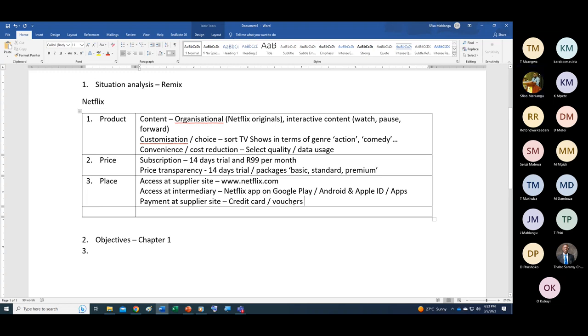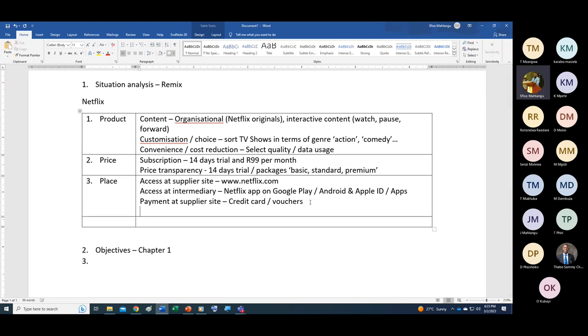Remember now, Pick and Pay does not become an intermediary because our intermediaries must be online, like Android, like Google Play. So it must be a digital intermediary. So traditional intermediaries do not apply. If I go to Pick and Pay and I purchase a voucher that I can redeem online to get access or to make a payment to watch Netflix, I did not get access through the intermediary. I got access directly through the website, which is the supplier site. Hence, I say Pick and Pay will not fall under intermediaries. That's a common mistake that I sometimes find when I'm marking.